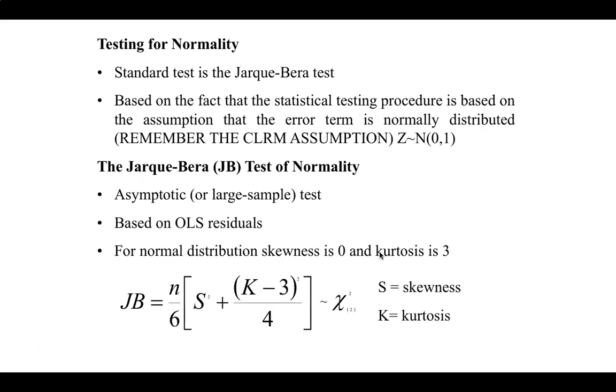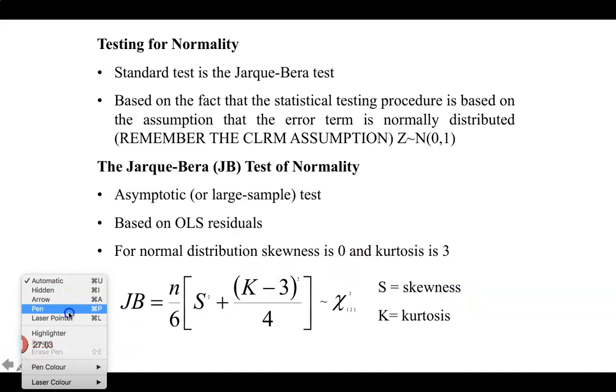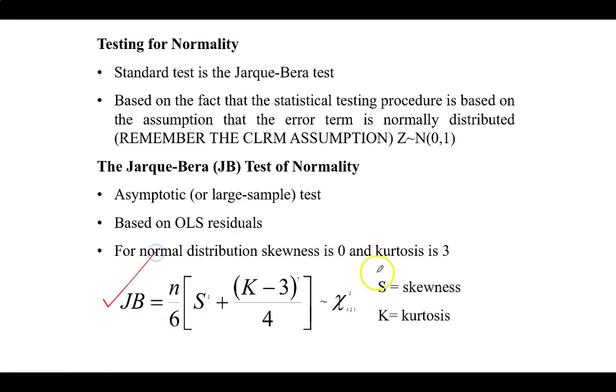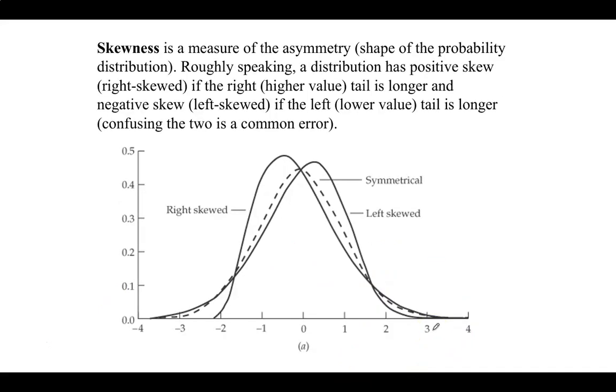This test depends on a few important ingredients that form what we call the Jarque-Bera normality test. You have to know the skewness and the kurtosis, and this is the formula, and you use chi-square for the distribution. What is skewness? What is kurtosis? Skewed means that you are skewed either to the left or to the right, and skewness measures the asymmetry, the shape of the probability distribution.